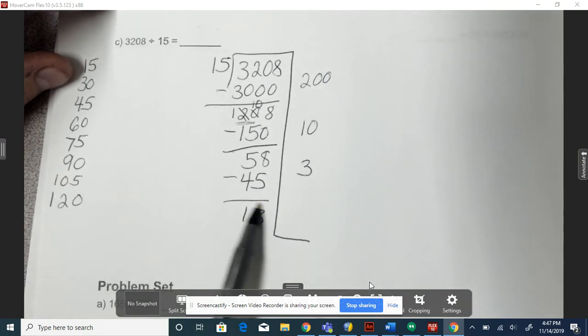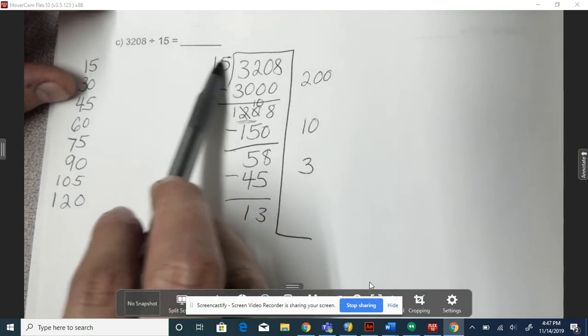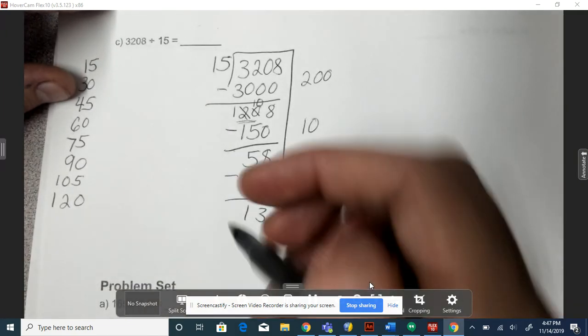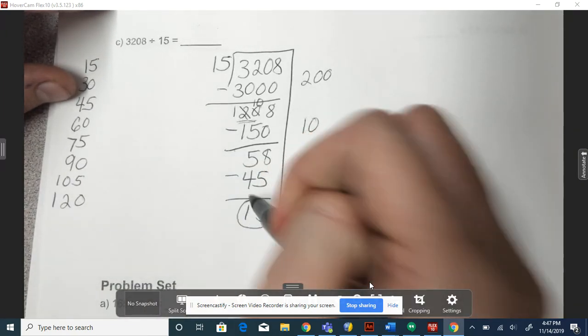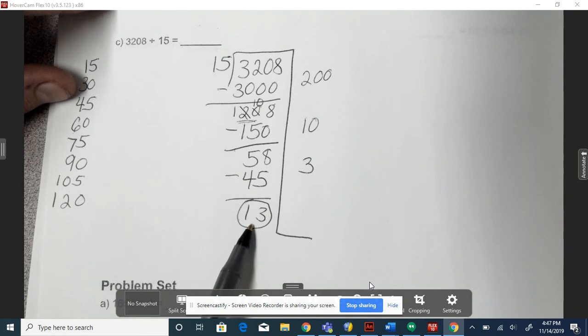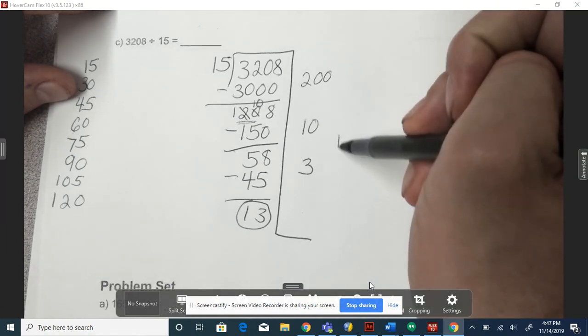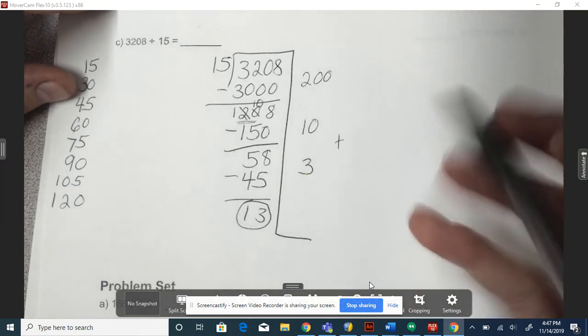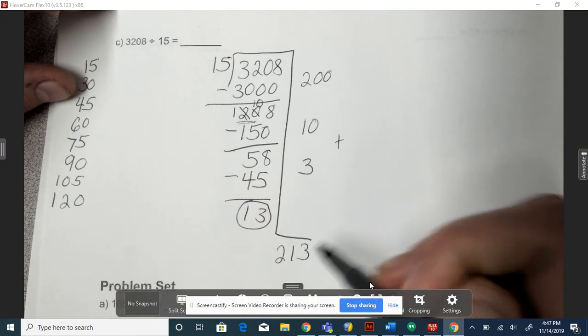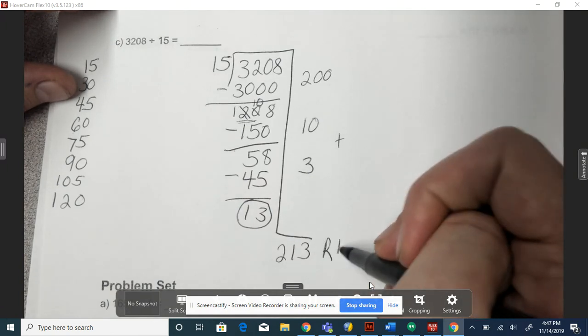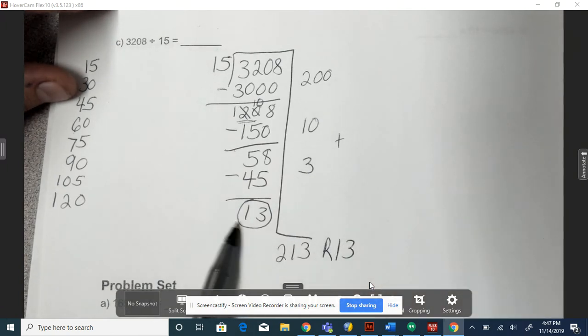But you know what? This number is still smaller than 15, our divisor. So when we have a number here that's smaller, even though it's really big, as long as it's smaller than our divisor, we're actually done dividing. This is a remainder. So we're going to add these up. 200 plus 10 plus 3 is 213, and we're going to have remainder 13 from the 13 over here.